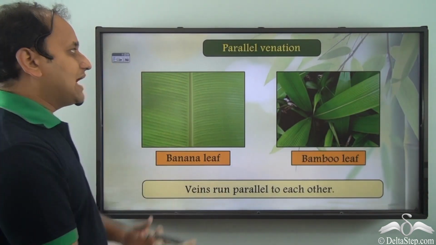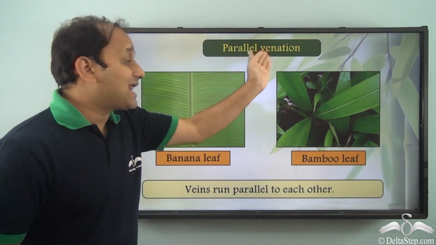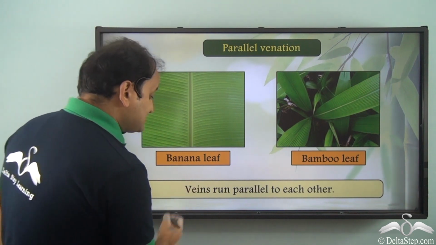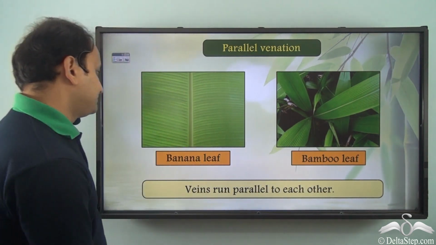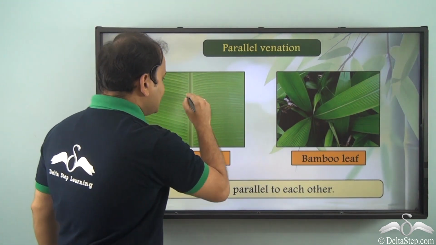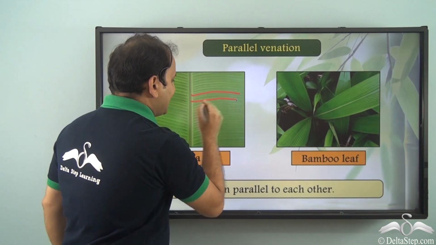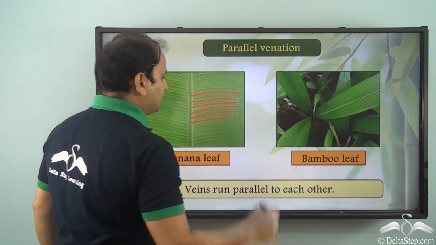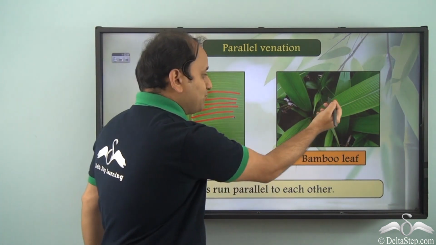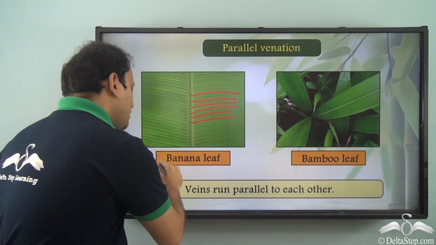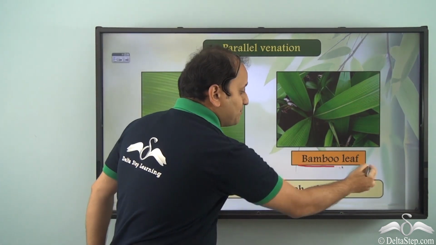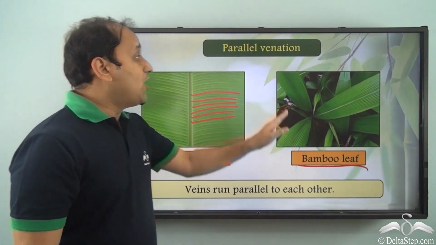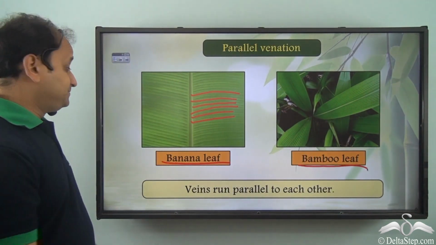Now there is another type of venation. It's called parallel venation. Now what is parallel venation? Well, veins run parallel to each other. In this case, as you can clearly see, the veins are running parallel to each other. So you don't see the branching out network here. Even in the case of bamboo leaf, you can see the same. So common plants are banana leaf and bamboo leaf, which show veins running parallel to each other or parallel venation.